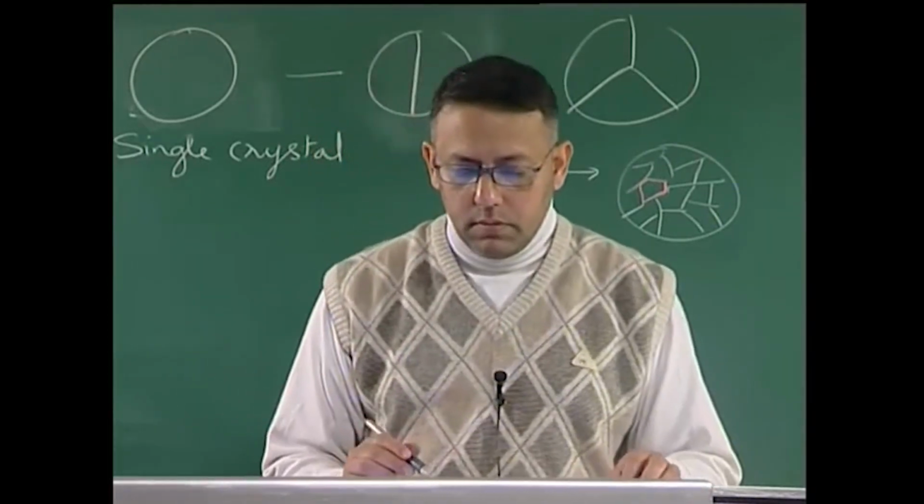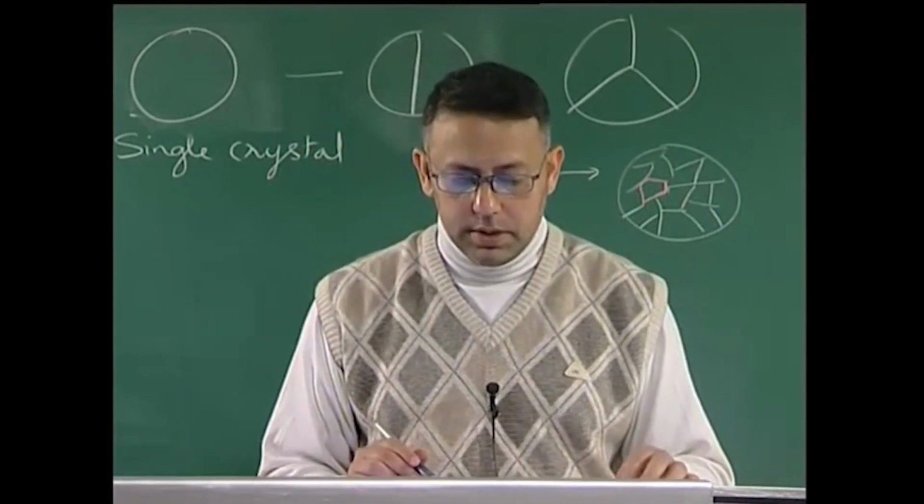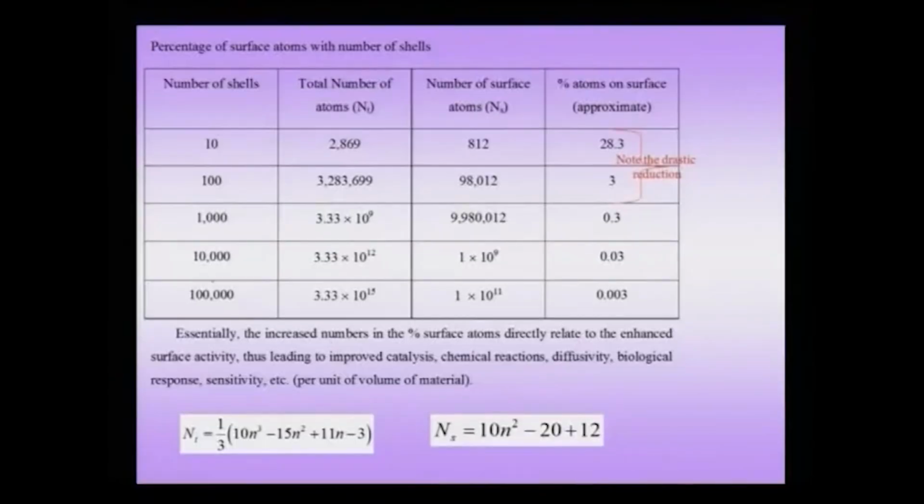Now, just to put these things in numbers, I am trying to go to large numbers here. I am starting with about 10 shells, which we had considered in the previous graph, and going up to say about 10,000 or more shells. When it is about 10 shells, the total number of atoms is about 3000, the number of surface atoms is about 812 or 800, and more than 25% of the atoms are sitting on the surface.